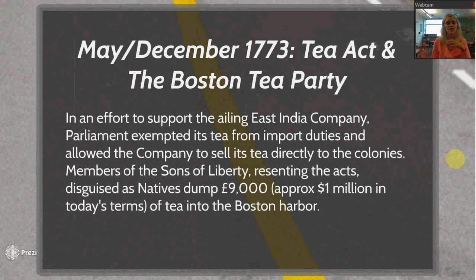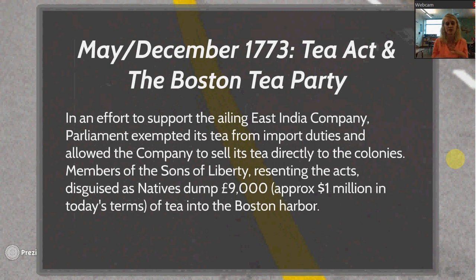that tea cheaper. The idea is that if the company is able to sell that tea directly to the colonies, then the company is going to be able to make a lot more money that way. Well, the colonists actually hate this because they see this as resentful. They see it as the British forcing a product on them that they don't necessarily want to buy.